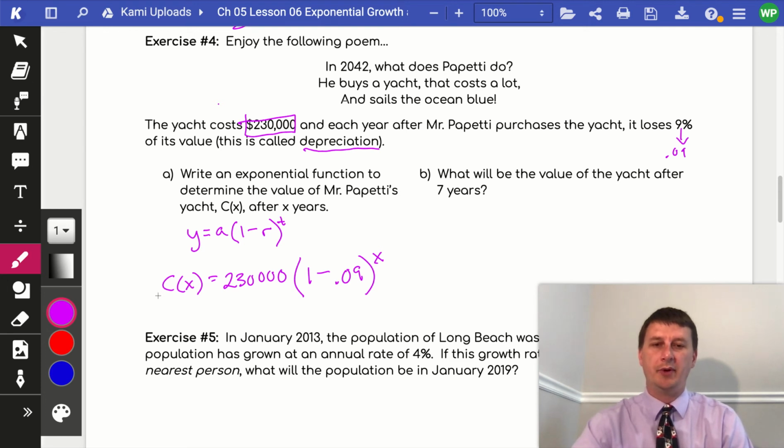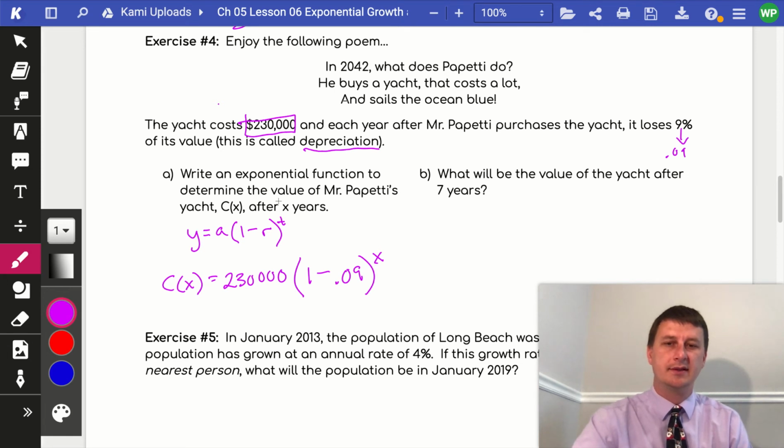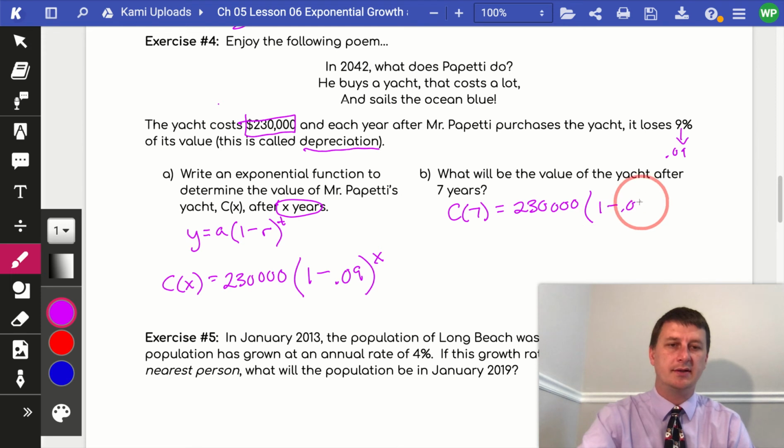Now, what we want to do is find the value after 7 years. So we know this formula represents x years, but it's telling us to have 7 years instead. So we're going to be finding C of 7 in this problem. And when we do that, we're going to have C of 7 is equal to $230,000 times 1 minus 0.09 to the 7th power.